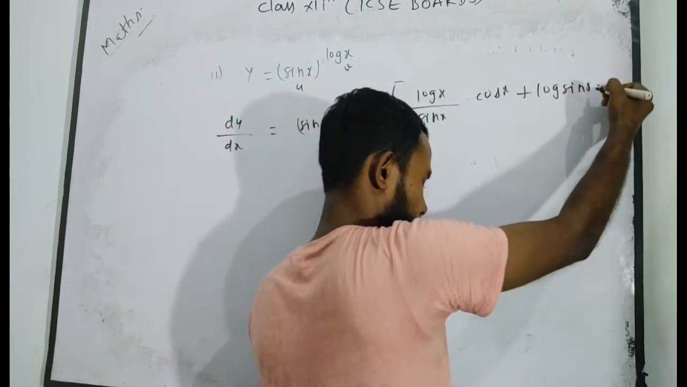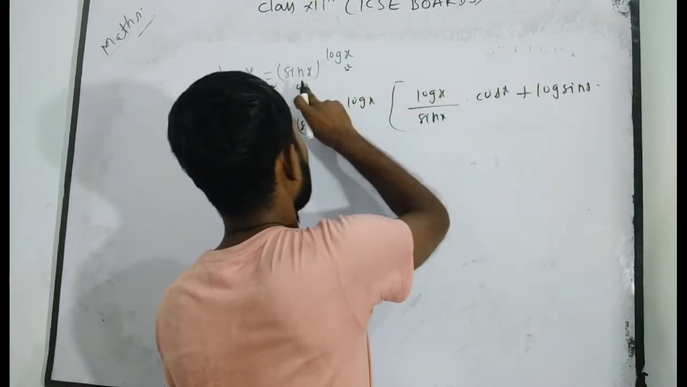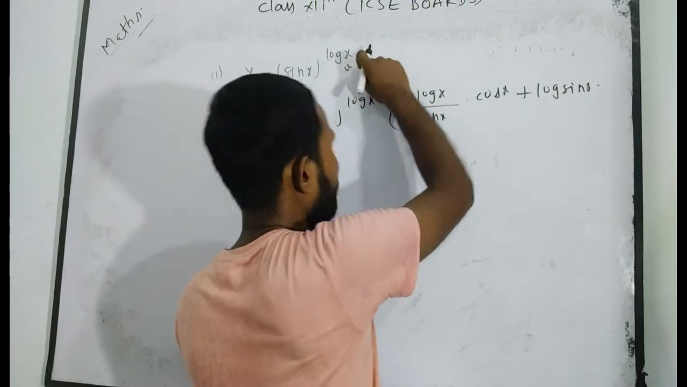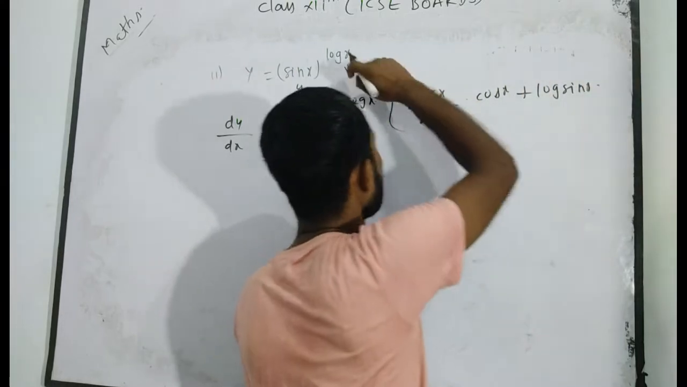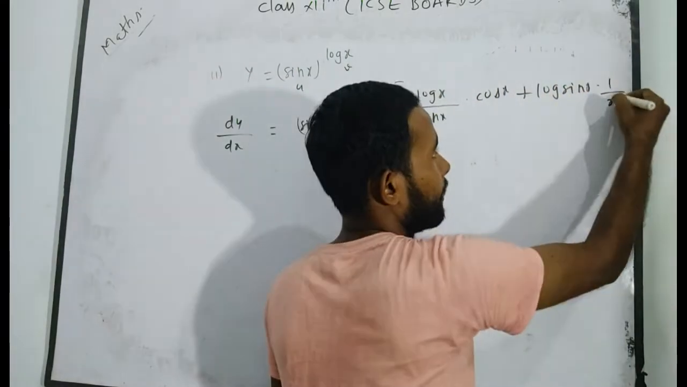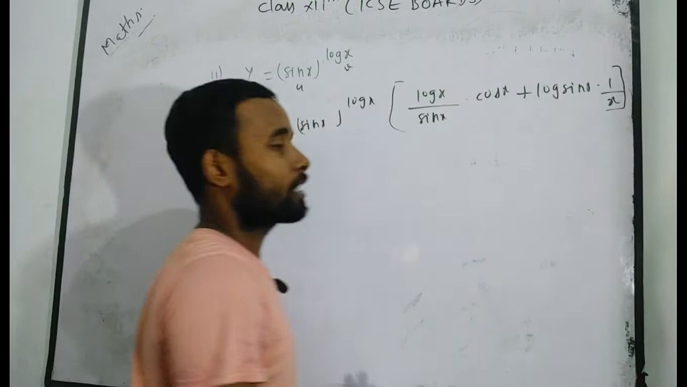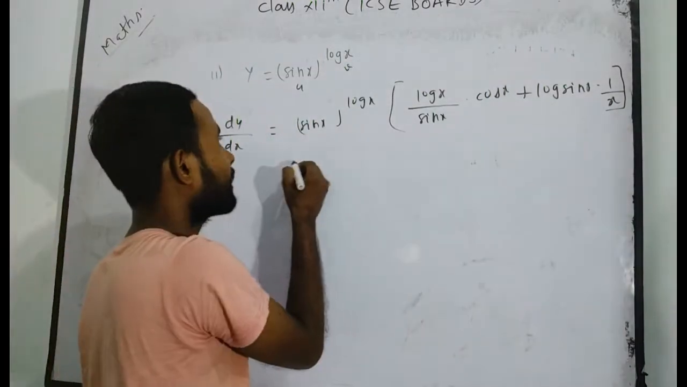And the derivative of u, what will it be? And the derivative of b, the derivative of log x will be 1 upon x. This is your answer. You can see here. What is the formula? You can write it here again.